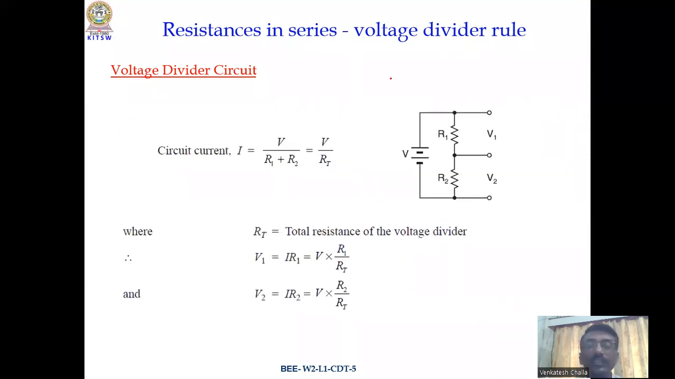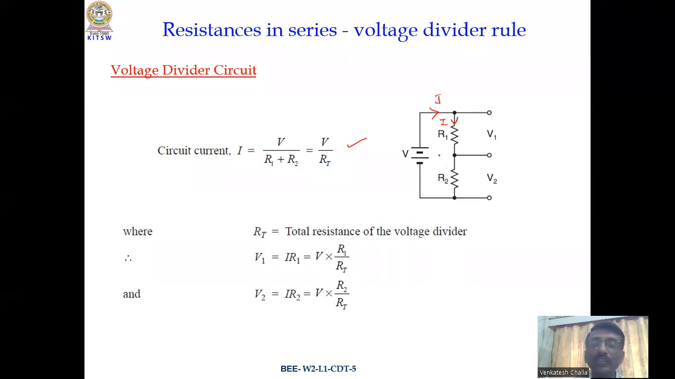Yes, how? See here, as the same current is flowing, what is the current now? The current is total voltage by total resistance. So I is equal to V divided by R1 plus R2, and this R1 plus R2 is the total resistance. You can write it as RT or RS, the series equivalent resistance value.